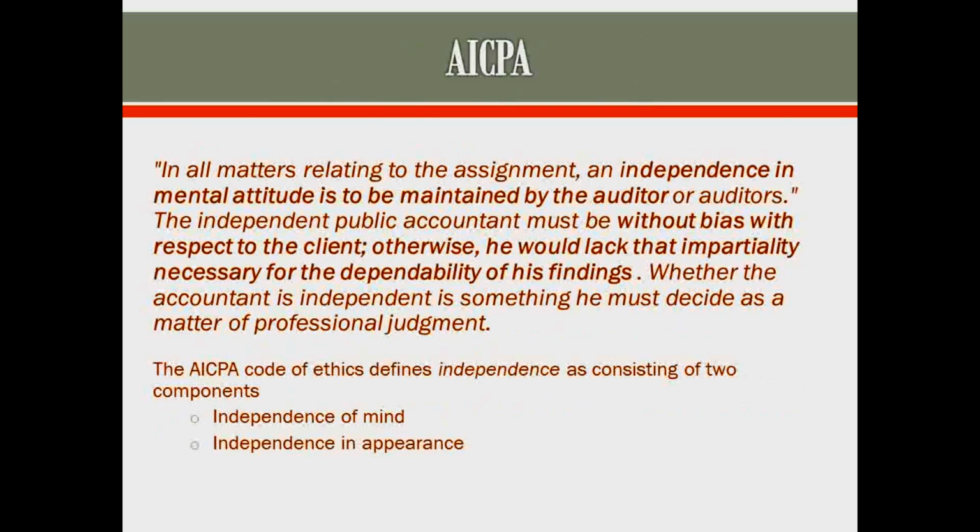The AICPA, right, which also issues the statements on auditing standards, also is responsible for the professional code of conduct, which says in all matters relating to assignment, independence and mental attitude is to be maintained by the auditor. The independent public accountant must be without bias with respect to the client. If not, they lack the impartiality necessary for people to be able to depend on their findings. Whether the accountant is independent is something that he must decide as a matter of professional judgment. Okay. And the AICPA code also points to two components of independence: independence of mind and independence in appearance. The code can guide independence in appearance. The auditor has to guide independence in mind.